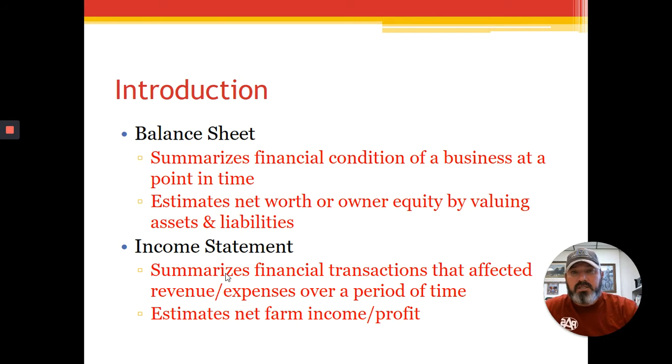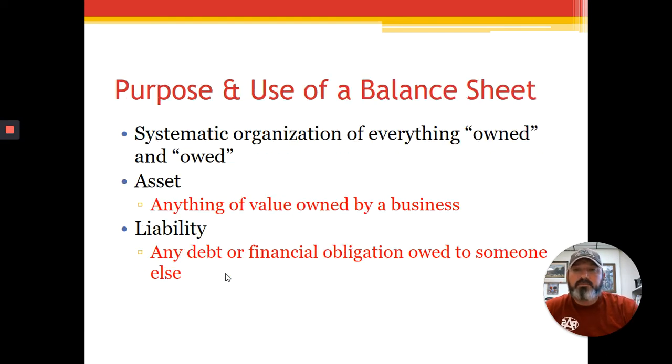So we could do a balance sheet today and then go sell a bunch of grain and cash a bunch of checks and maybe sell some cattle. And tomorrow our balance sheet would look quite a bit different. So it's important to recognize what a balance sheet actually does. An income statement summarizes financial transactions that have affected revenue or expense over a period of time and gives you a much better estimate of net farm income or actual profit. A balance sheet really doesn't do that. It only gives you a picture of profitability and a few other markers that we're going to look at later.